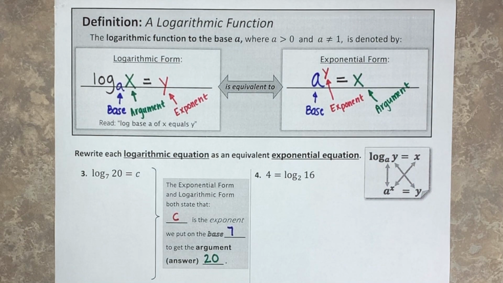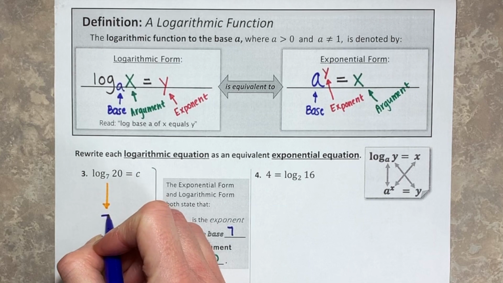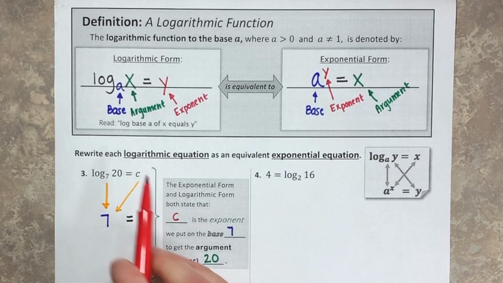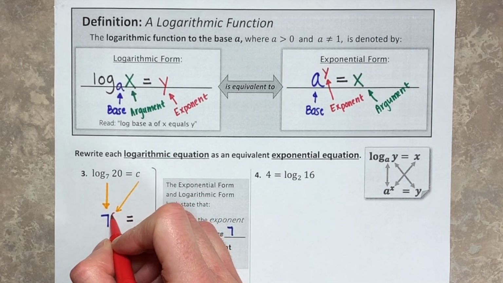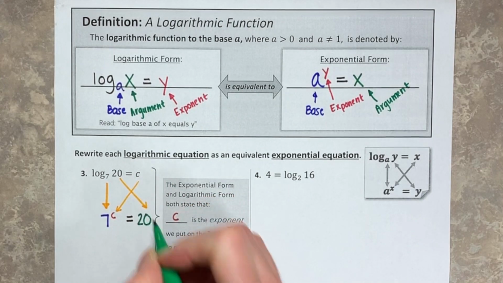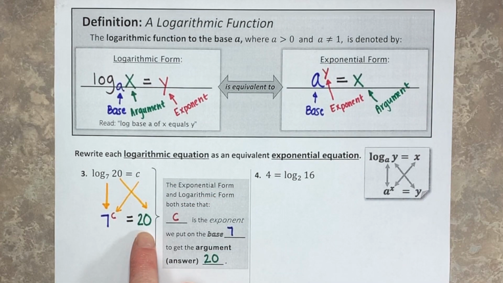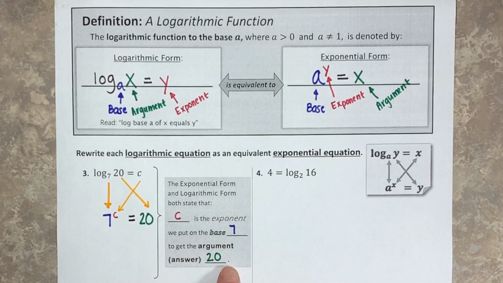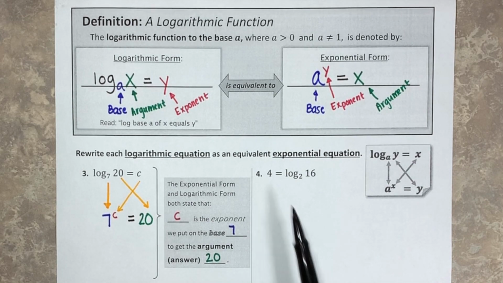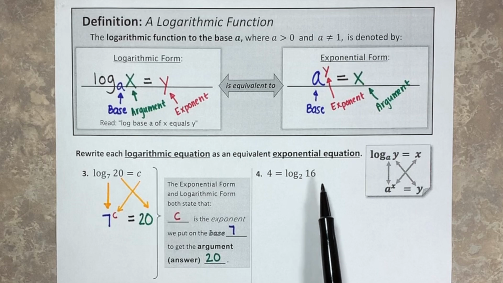So let's use our trick to convert this to exponential form. Our trick says we just need to bring down the base, so we'll bring down the 7, and then we switch the next two numbers. So we'll put the exponent, or the c, over here, and we'll put the argument 20 over here. Notice this exponential form states exactly what we wrote over here. It states that c is the exponent we put on the base 7 to get the answer or the argument 20. Let's go ahead and convert this logarithmic form to exponential form.